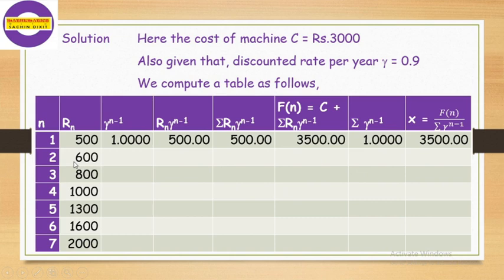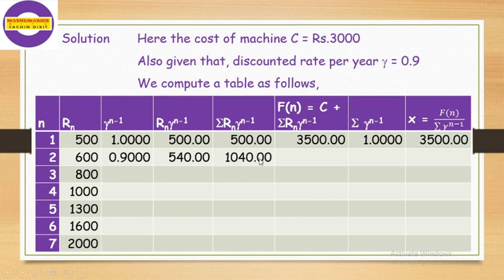In the second year, the maintenance cost is 600, and this is gamma raised to n minus 1. N equals 2 means 2 minus 1, that is equal to 1, so gamma, here gamma is 0.9. Therefore 0.9 raised to 1 gives 0.9. Now multiply this 0.9 by this 600, we get 540. Now we add this 540 to this 500 to get the total sum, and it gives 1040.